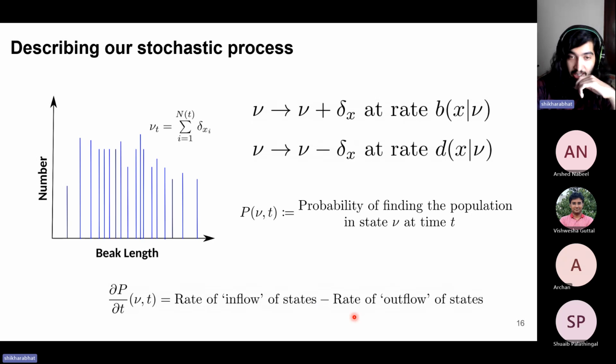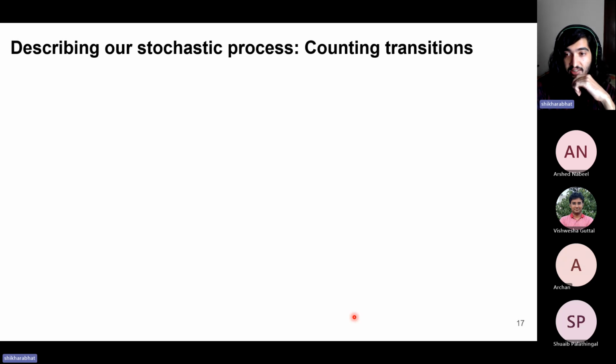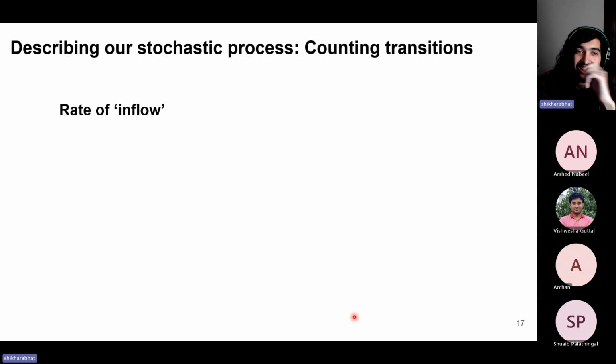Okay, can we calculate the rate of inflow and outflow of states? Yes, we will do it the same way we did for discrete traits. And someone should tell me if I'm going too fast. We will calculate first the rate of inflow as follows.